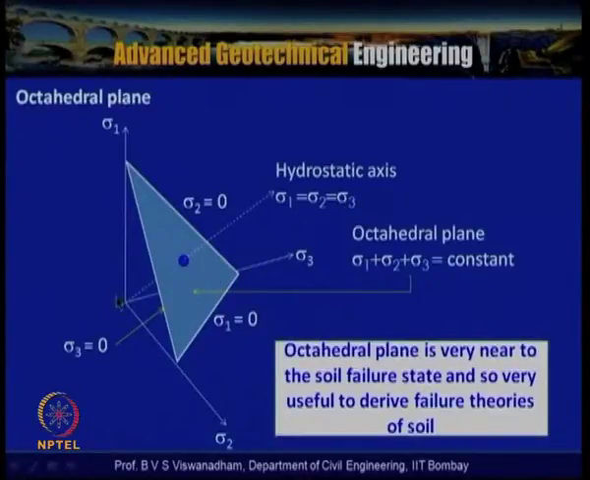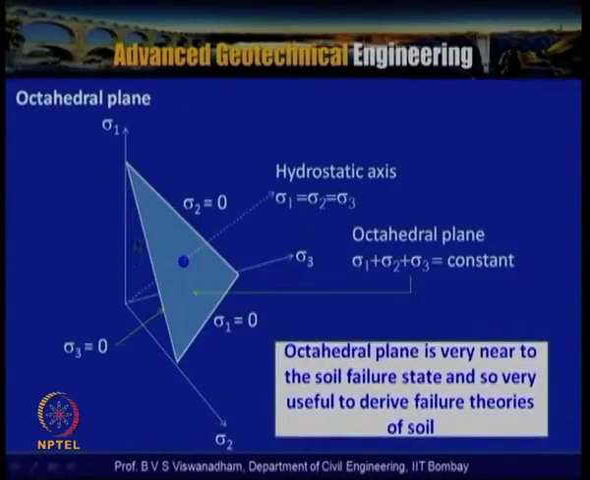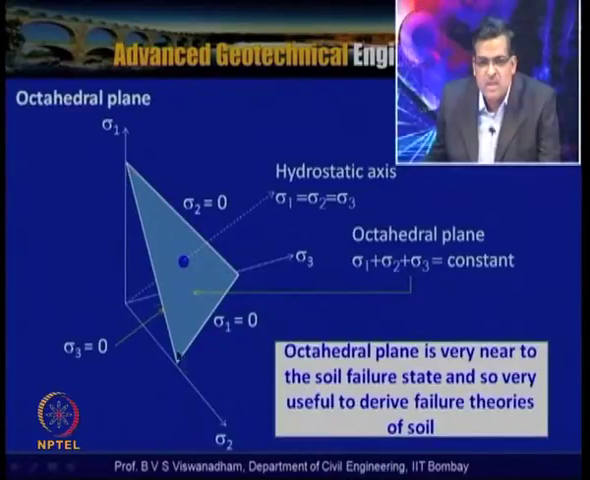Sigma 3 dash passes through this vertex, sigma 1 dash passes through this vertex, and sigma 2 dash passes through this vertex. But along this, sigma 3 dash is equal to 0, along this sigma 1 dash is equal to 0, and along this sigma 2 is equal to 0.